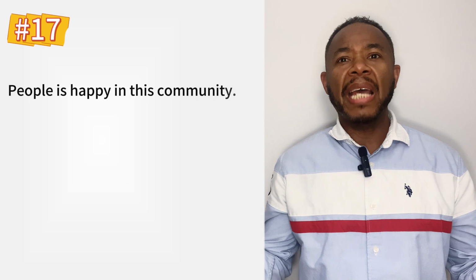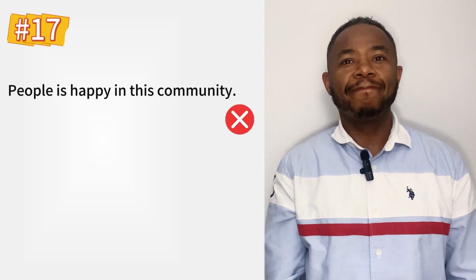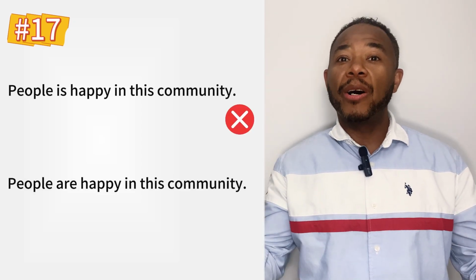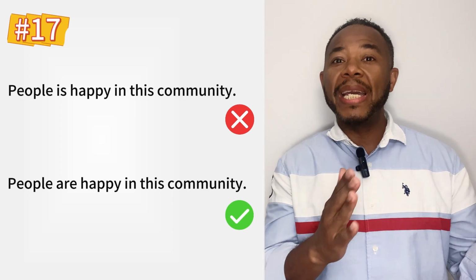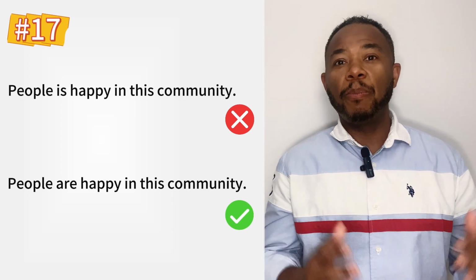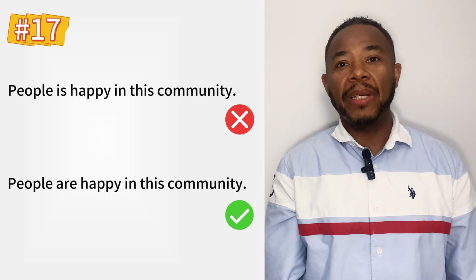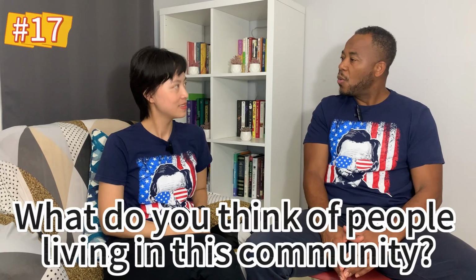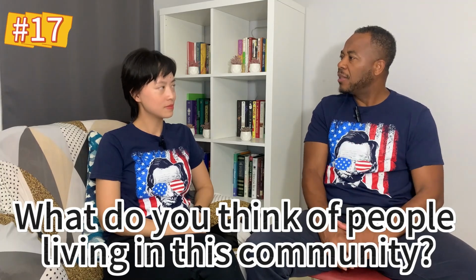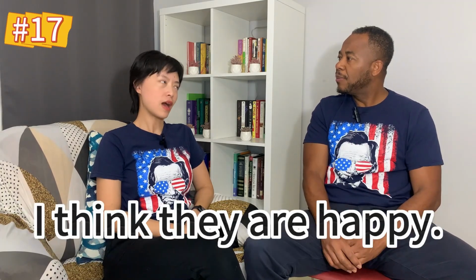Number 17. People is happy in this community. People are happy in this community. People is always plural. So people are happy in this community. For example, what do you think of people living in this community? I think they are happy.